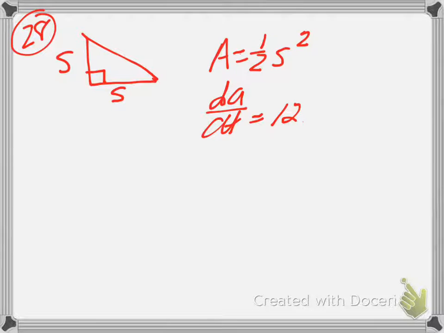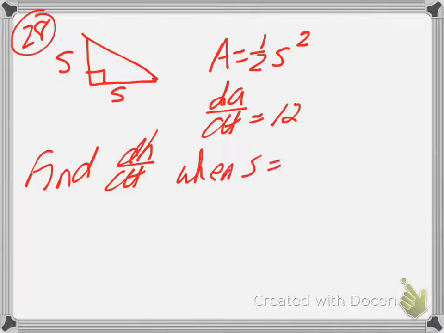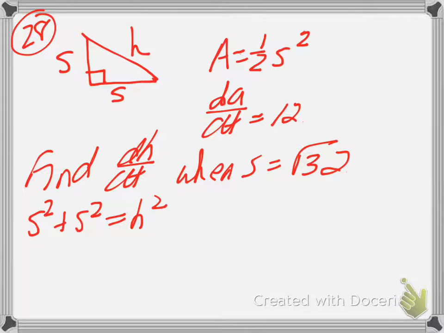And it's saying at what rate, so that's our find, at what rate is the hypotenuse increasing, so we're looking for dH over dt, when s equals radical 32. Okay, and that's pretty much that. Okay, so if the two sides are going to be called s, we can just call the hypotenuse h. And so to get dH over dt, we need some sort of a formula that has h, and thankfully we have the Pythagorean theorem. So s squared plus s squared must equal h squared.